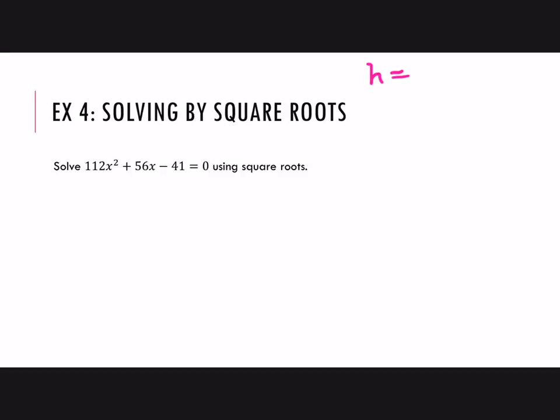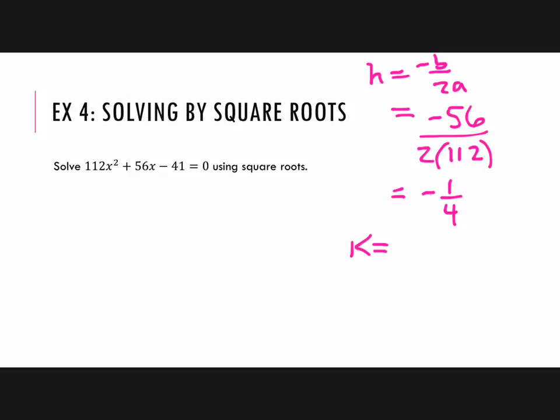So the formula for h, negative b over 2a. So here that would be negative 56 over 2 times 1/12. And that reduces to negative 1/4. All right, again, I'm going to leave this as a fraction. That's preferred at least until you get to the end of the problem.